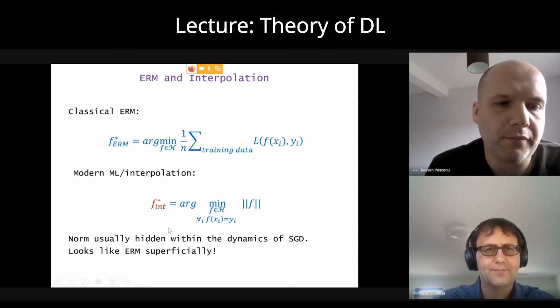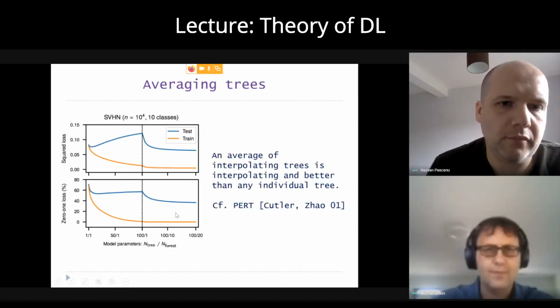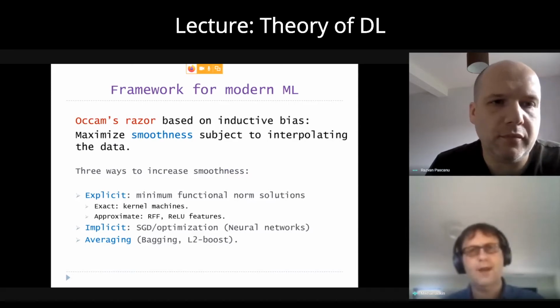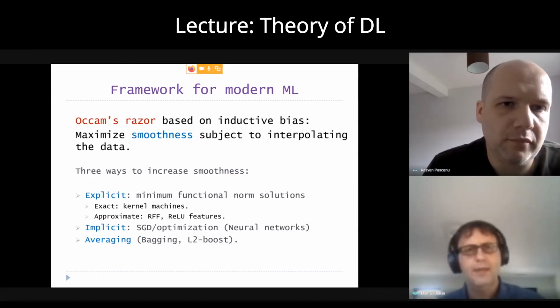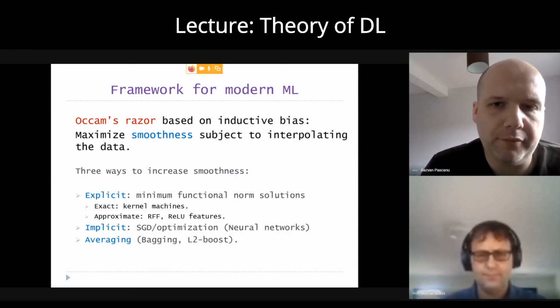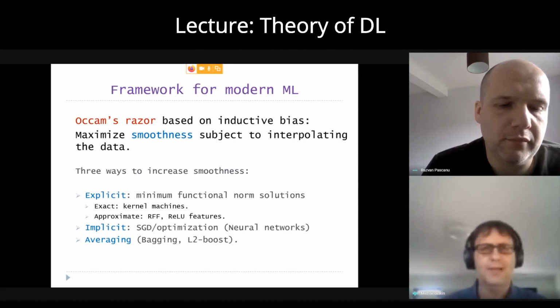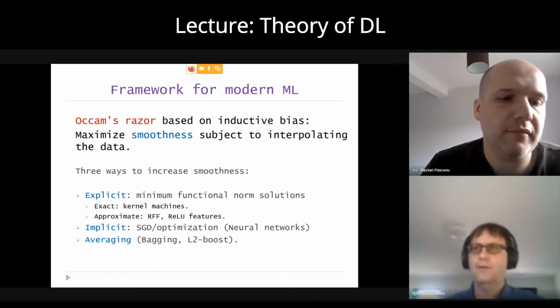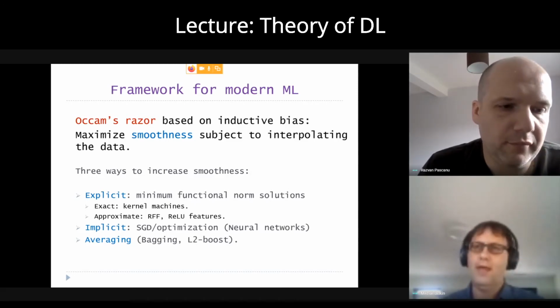Okay, now maybe I'll skip this. Let me kind of summarize. You can think of this as a framework for modern machine learning. And it's a form of Occam's razor, right? What does Occam's razor say? You should choose the simplest solution which describes your data.